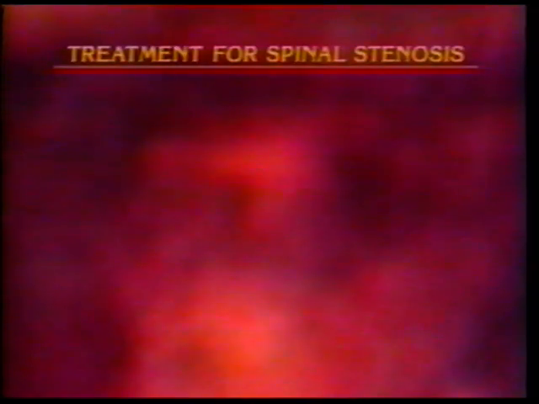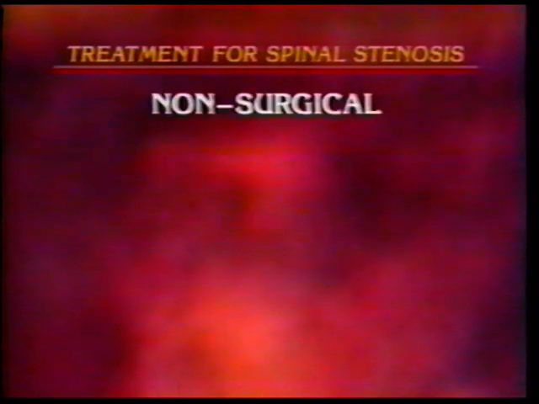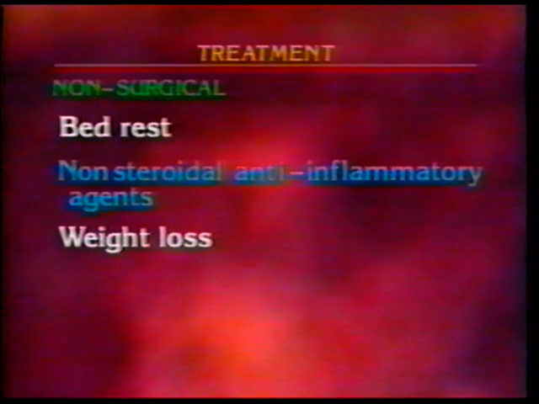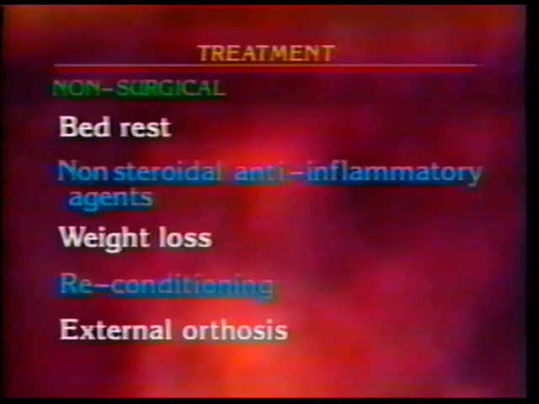What about treatment for spinal stenosis? Basically, we have non-surgical and surgical treatment. Non-surgical treatment should consist of bed rest, appropriate prescribing of non-steroidal anti-inflammatory agents, weight loss, reconditioning, and sometimes the application of an external orthosis. The problem with using a corset or a brace, however, is that many of these patients are older and will not tolerate any type of external orthosis. If we can't get them better non-surgically, what can we offer?